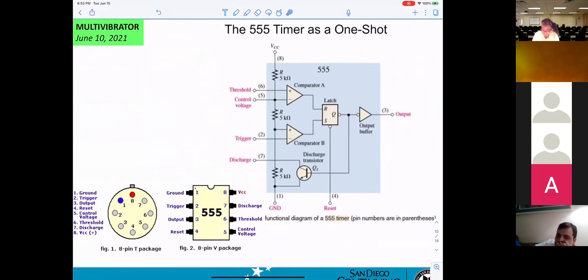Now, the 555 timer is also a one shot. You understand one shot? That means the output comes out only one portion, high or low.